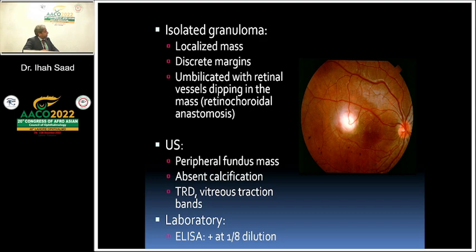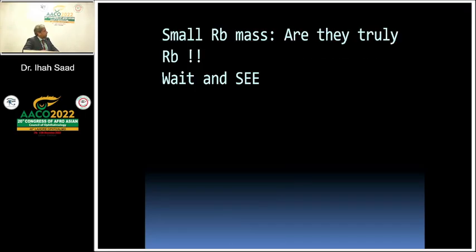So the margin here were discrete, the vessels were not dilated. It has a little bit of an umbilication with the retinochoroidal anastomosis. No calcification, and the ELISA tests were positive. She was treated with medical treatment, and the granuloma resolved.